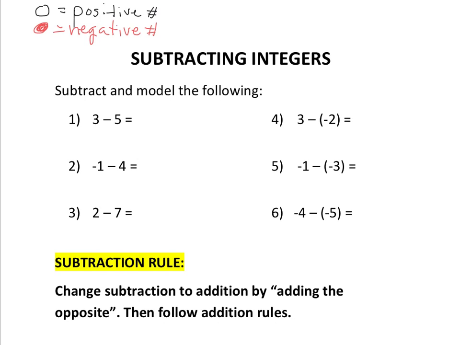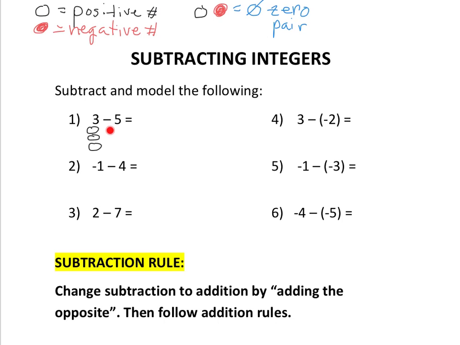And then also we're going to need to use the zero pair that we talked about yesterday. If you put a positive counter with a negative counter, remember that a positive 1 and a negative 1 have a value of 0. And this is called a zero pair. So as we look at number 1, it asks you to start with a positive 3. So I'm going to write down 3 positive counters.